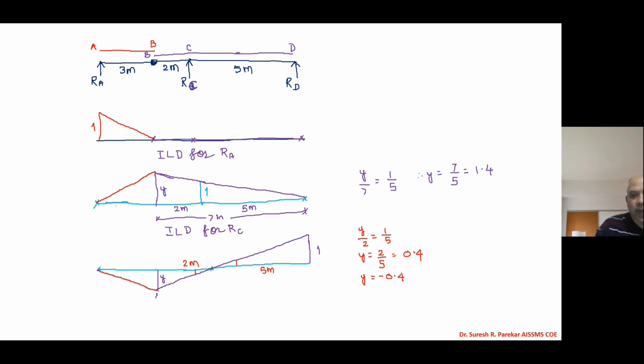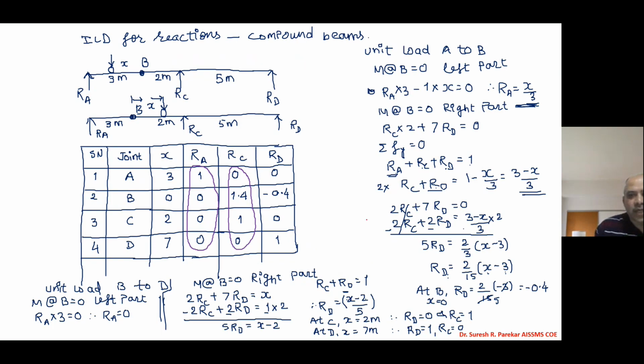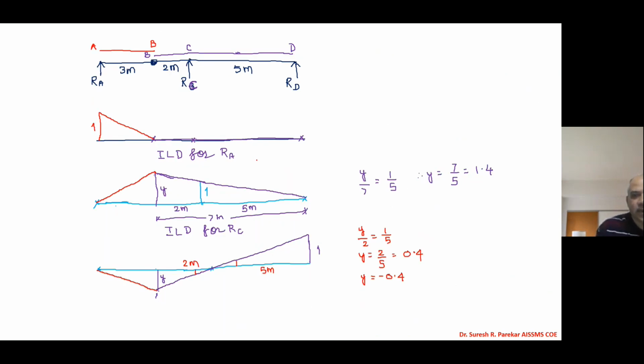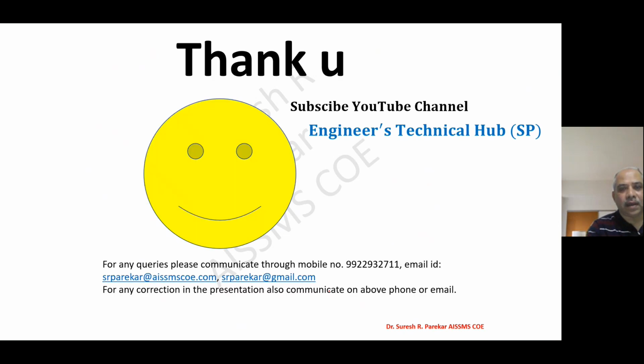Now you can see these values. We have 0 at A, minus 0.4 at B, 0 at C, and 1 at D. Likewise we get the values this way, that is the ILDs for reactions RA, RC, and this is the ILD for reaction RD. Likewise, we have to plot these ILDs for reactions. It may be a compound beam, or it may be a simply supported beam.